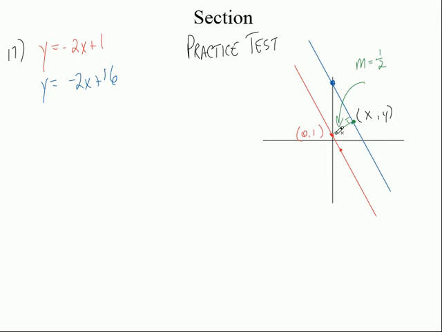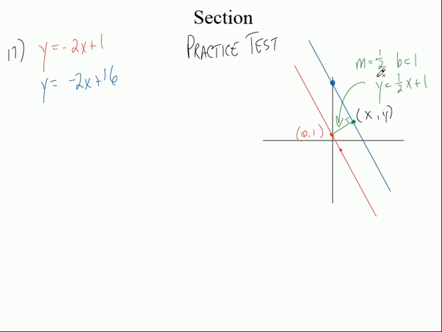So it's 0, 1. So what is the y-intercept of this green line? Where does it hit the y-axis? At 1. So what is the b? It's 1. So what is the equation of that green line now? Y equals 1/2 x plus 1. That's the equation of the green line.